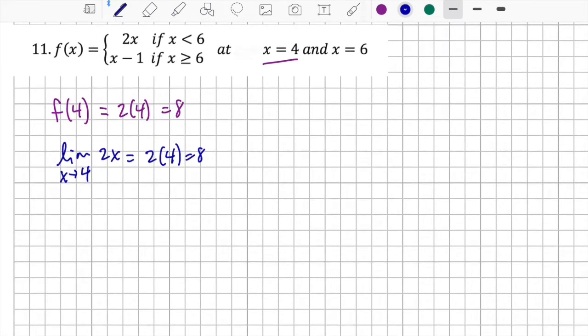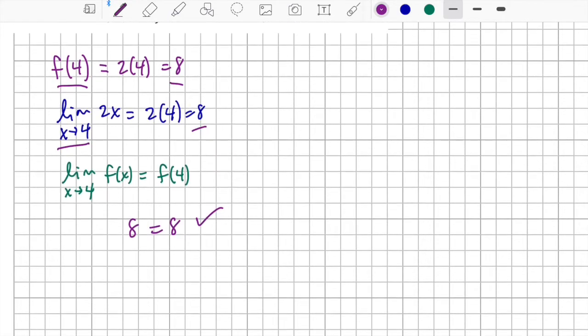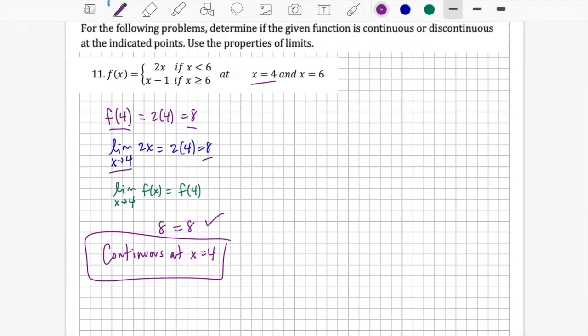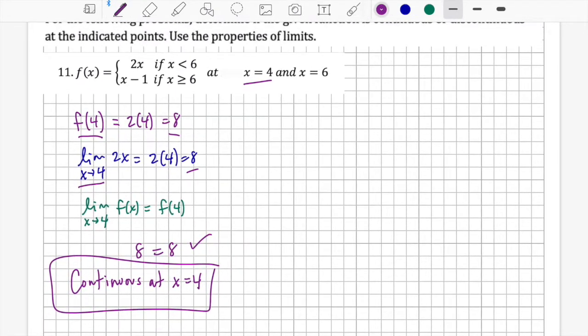So the limit exists. The last condition is: does the limit as x approaches 4 of the function equal f of 4? Let's check. Well, f of 4 is 8, and the limit as x approaches 4 is also 8, so 8 equals 8, yes. So the answer is yes, it is continuous at x equals 4.